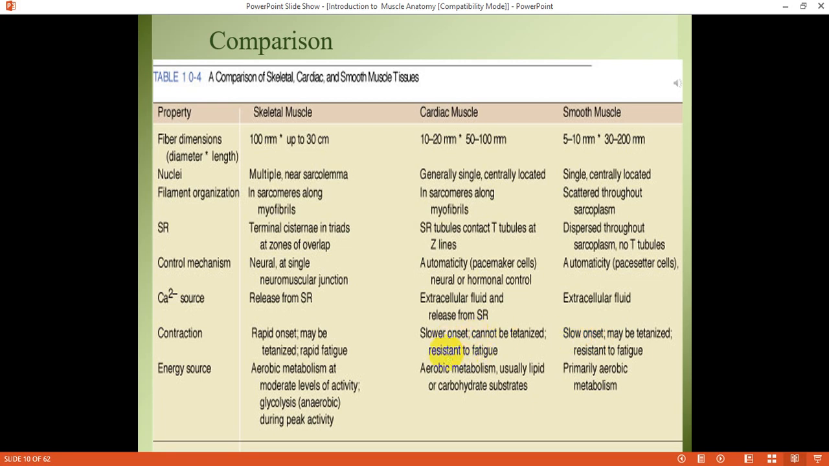The slow onset cardiac and smooth muscles have aerobic respiration as their source of energy, while skeletal muscles use both aerobic and anaerobic respiration. When they use anaerobic respiration, they are fatigued easily because of lactic acid accumulation.